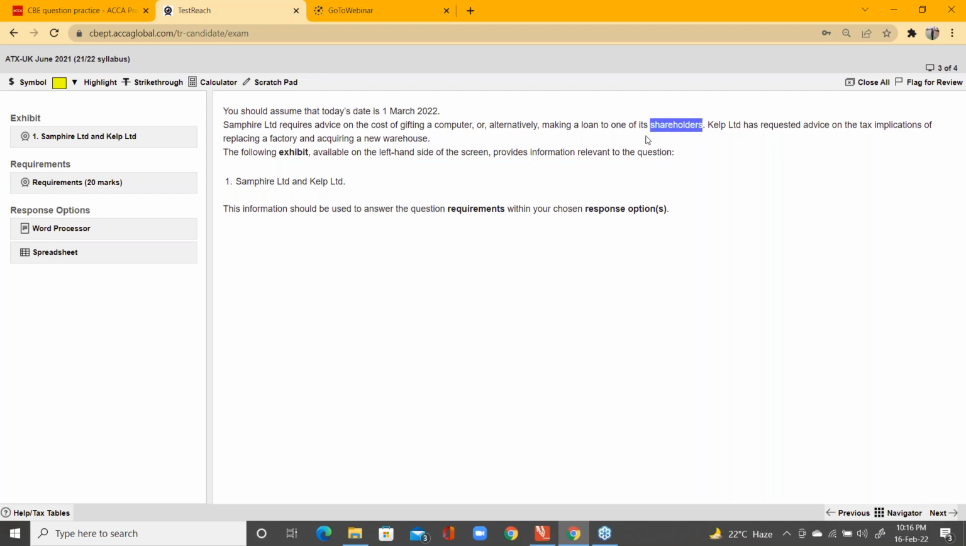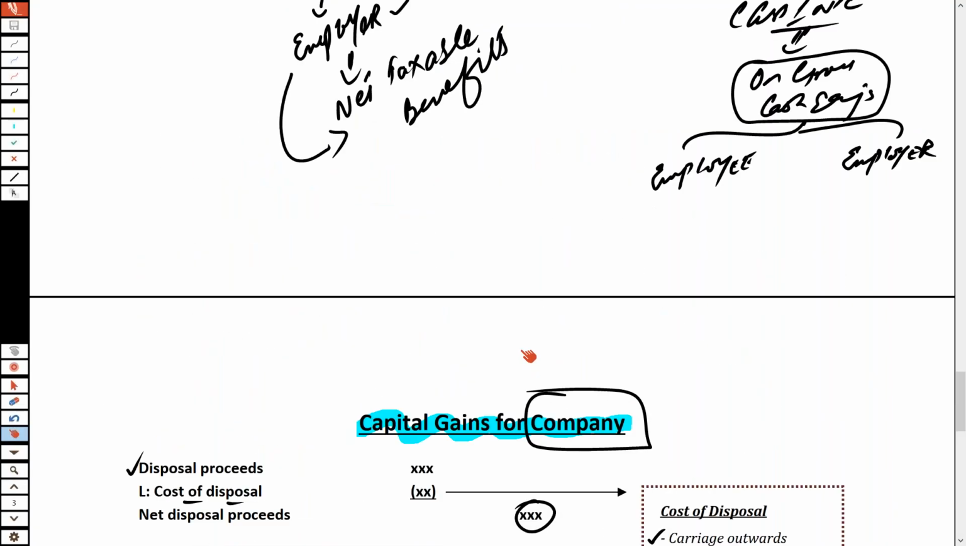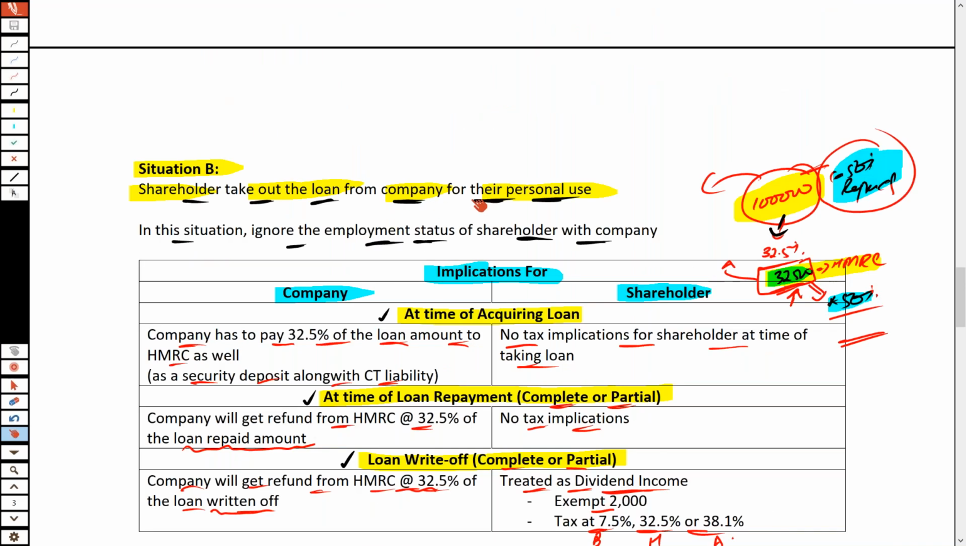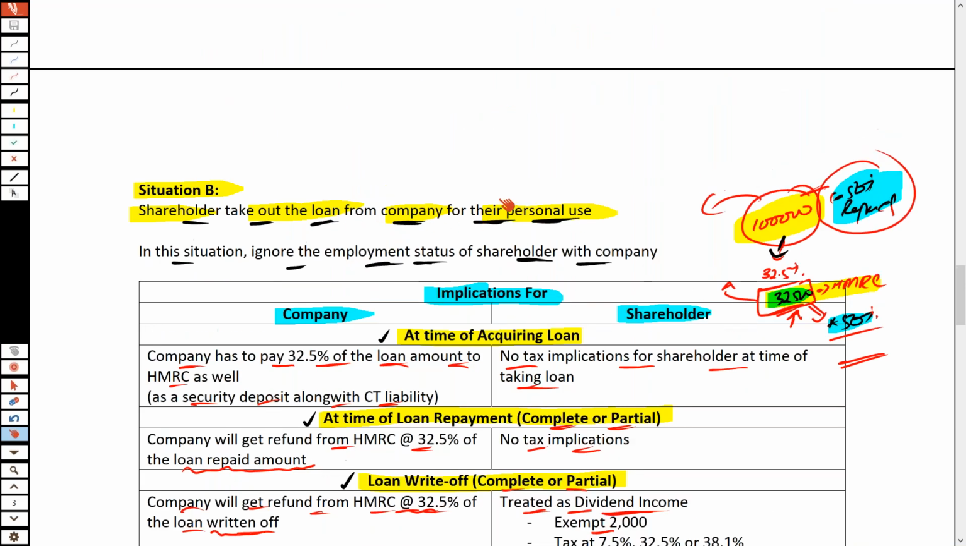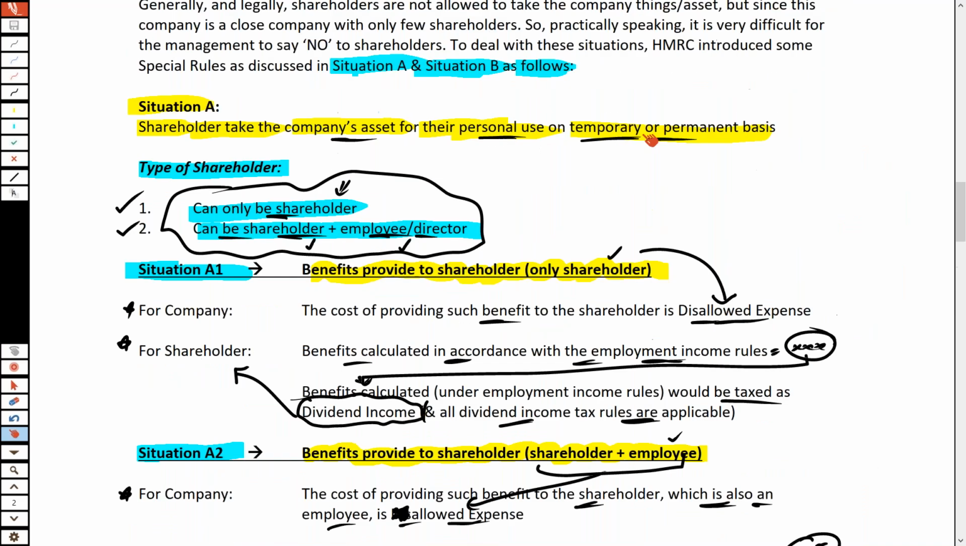So it's a concept of a closed company, and the implication will be the same as we just discussed. If a computer is gifted, it will impact the benefits amount, and over here a loan is provided, so it's according to situation A as well as situation B. We have to consider all of the things with respect to each situation discussed over here. As a shareholder is taking a loan from the closed company, in situation A the shareholder is taking an asset from the company.